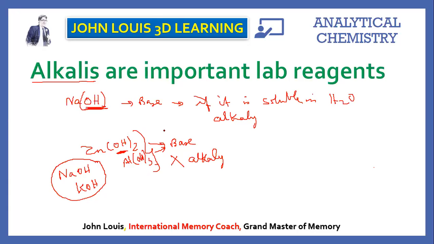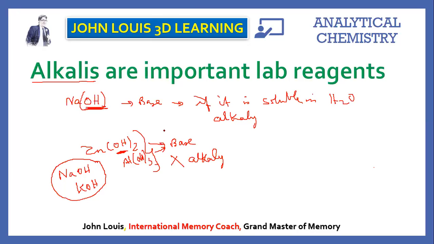Therefore, what is meant by base? Those chemical substances which contain OH minus ion are called bases. And what is meant by alkali? Those bases which are soluble in water are called alkalis. Understand? Examples are sodium hydroxide and potassium hydroxide. Zinc hydroxide and aluminum hydroxide are bases, but not alkalis because they are insoluble in water.